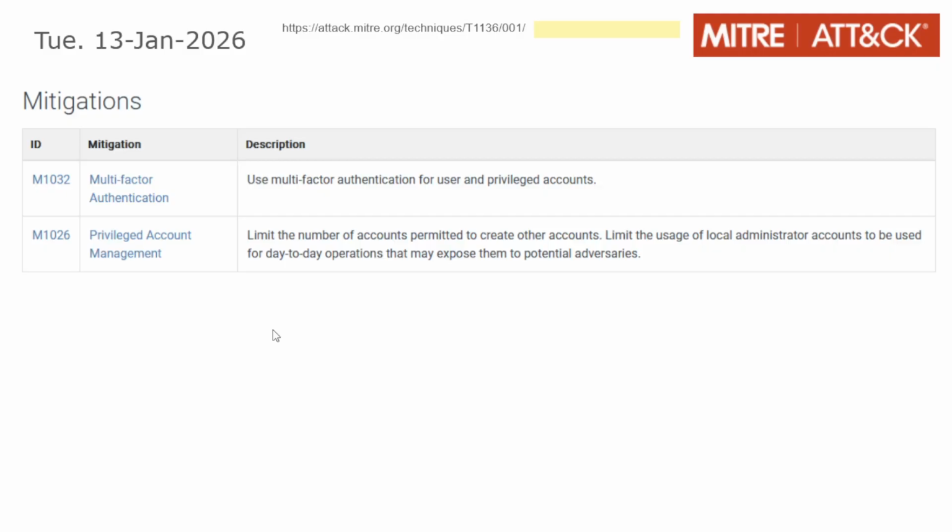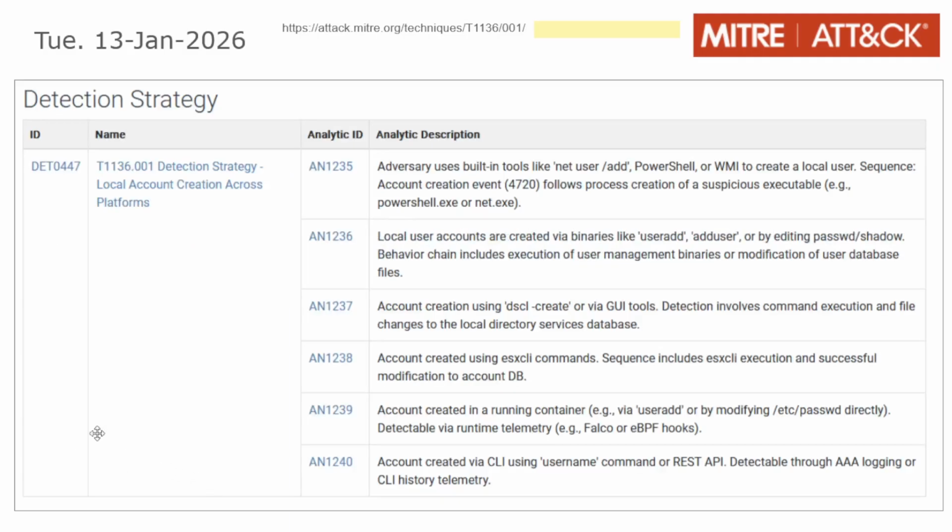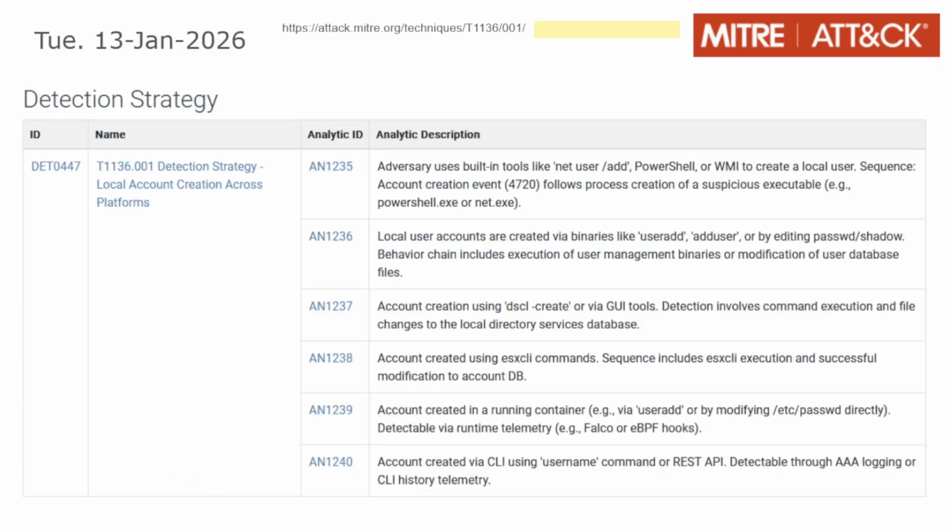The sophisticated ones won't be scared off by multi-factor. And then privileged account management. Here, limit the usage of local admin accounts and also monitor these things. Whenever a new account is being created, your admin or your security team should be notified: hey look, a new admin account is there. Did you hire a new admin? If not, it's suspicious.